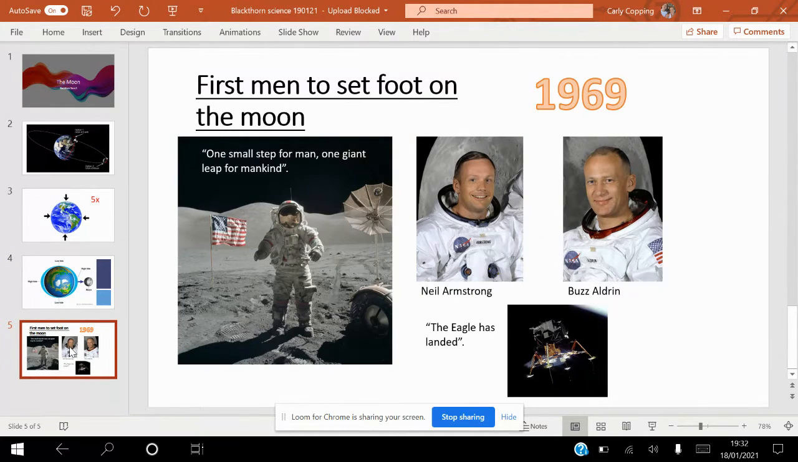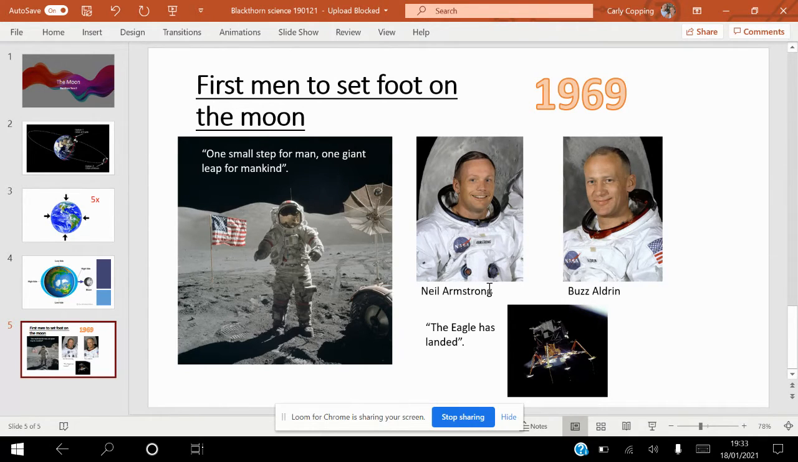Now, these are some really important pictures about the moon landings. So back in 1969, which was quite a long time ago now, 52 years ago almost, these were the first 2 men to set foot on the moon. Now, there were other people in the spaceship that went to the moon, but these 2 were the only men that got out. They're Neil Armstrong and Buzz Aldrin. And Neil Armstrong was the very first man to stand on the moon.